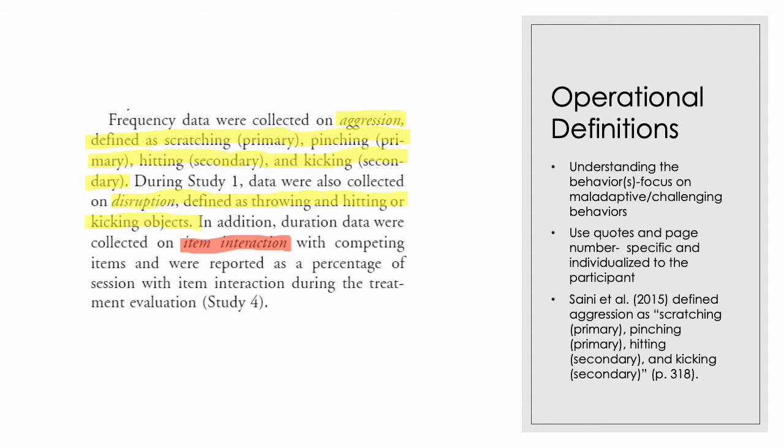To write these definitions in your article summaries, it would be appropriate to use quotes because of how specific the definitions are. Here is an example of how you can write the definition using quotations, and remember to include the page number when using quotations. Additionally, we see in this section that duration data was collected on item interaction. This data was collected in the treatment study, and because it's not related to the maladaptive or challenging behaviors, we would not include that in our operational definitions. You can see this highlighted in red.